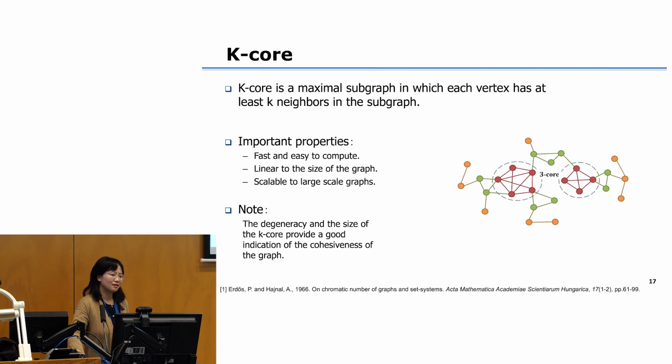Its definition is that in a k-core, we require every vertex in the subgraph to have a degree of at least k. So it imposes a constraint over the degree of vertices. This is a very simple model. If we put it in the context of a social network, a user having a degree of at least k means that in this subgroup, every user has at least k friends.